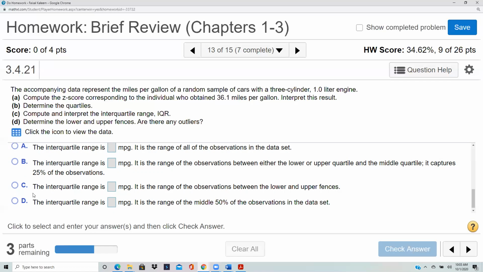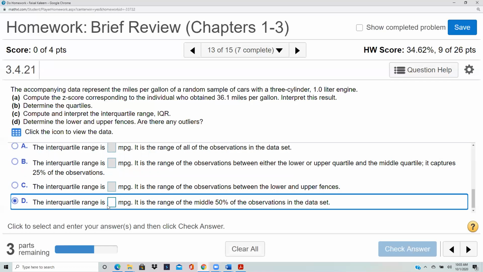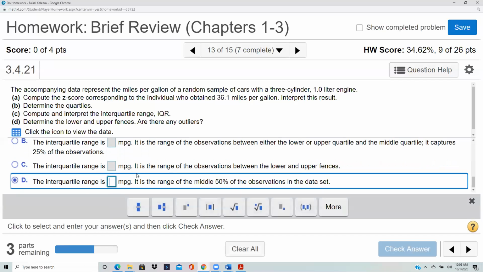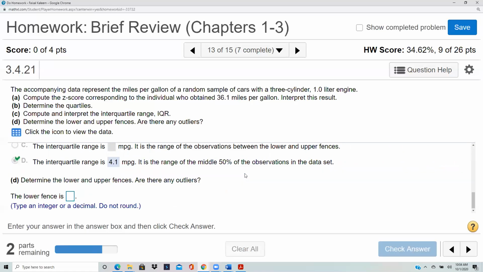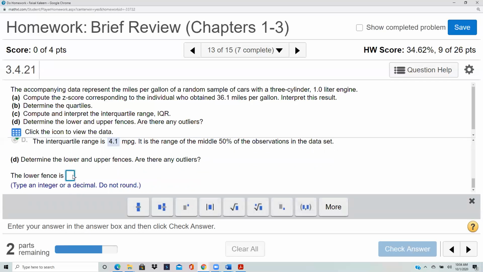D. So 4.1. And then what's the formula for fences? For the lower fence, you'll take quartile 1 minus 1.5 times the interquartile range. Right. So Q1 minus 1.5 IQR.